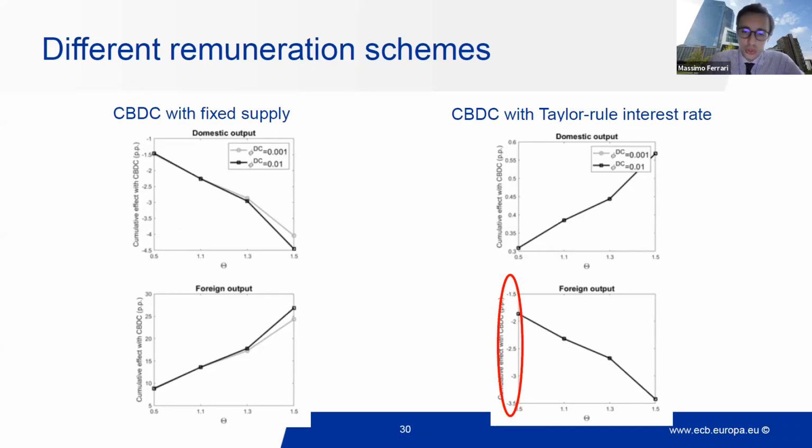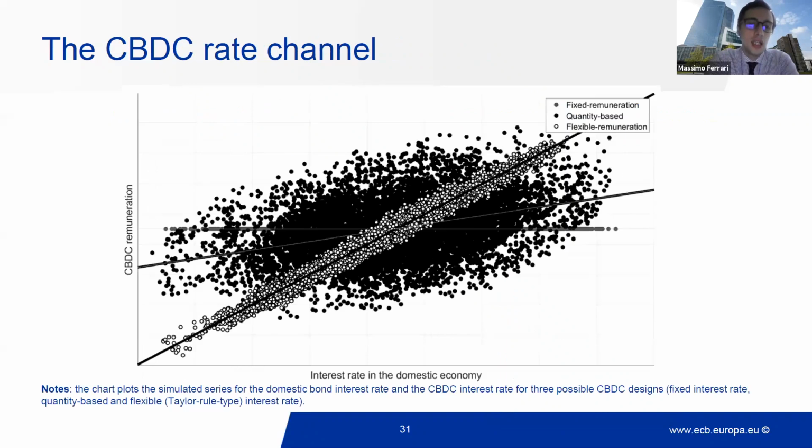You can plot the model-based simulation of the interest rate in the domestic economy that you have here on the horizontal axis and the remuneration rate on the CBDC that you have here on the vertical axis. All these dots are points in the simulation of the model. And of course, when the remuneration is fixed, all these dots are scattered around the zero horizontal line, because there's no variation.